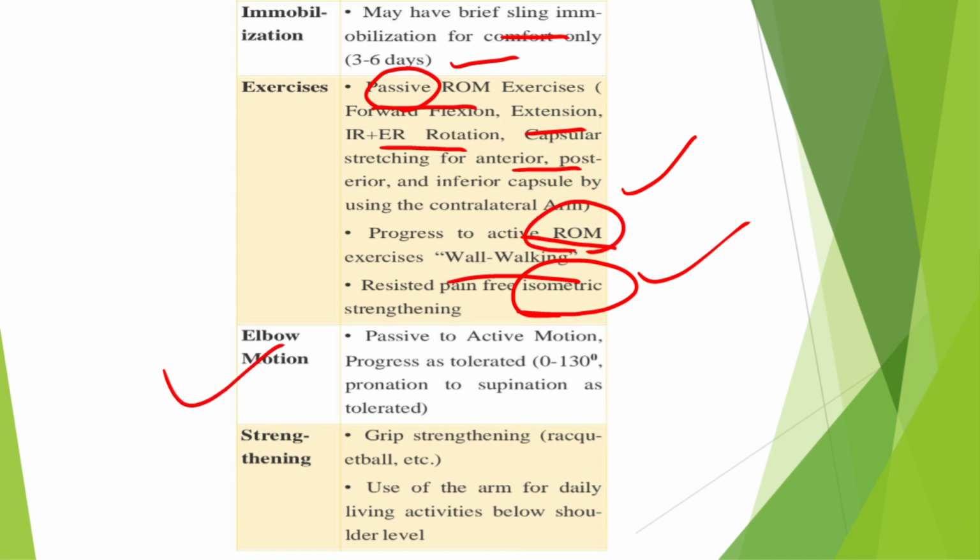At the elbow joint, passive to active motion is the same as at the shoulder joint. Progress as tolerated, depending upon the patient. If the patient tolerates the movement, then you should go for it, but don't go for extreme exercises at the acute stage. And the strengthening exercises, grip strengthening, and use of the arm for daily living activities. This is for the strengthening at the initial stage.